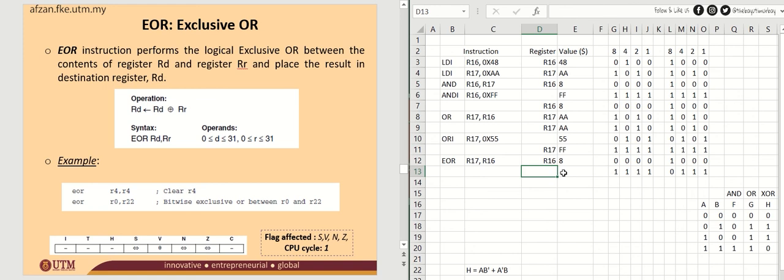So this result here you need to put into R17. What is the current value of R17? The current value of R17 is FF. So this is 4 plus 2 plus 1, you get 7. So R17 now changes from FF to F7.